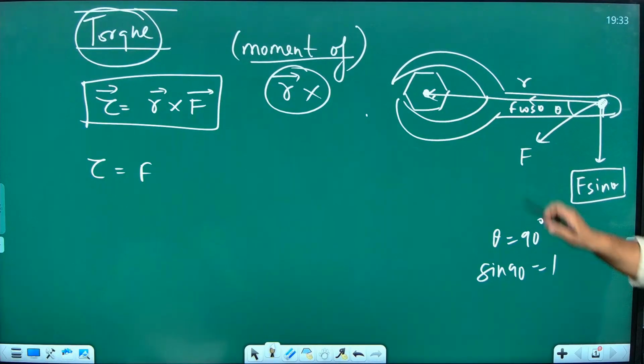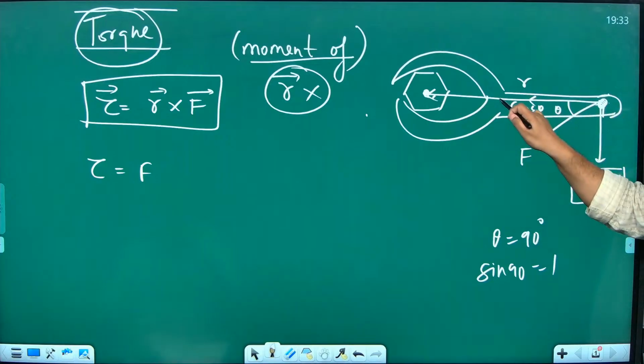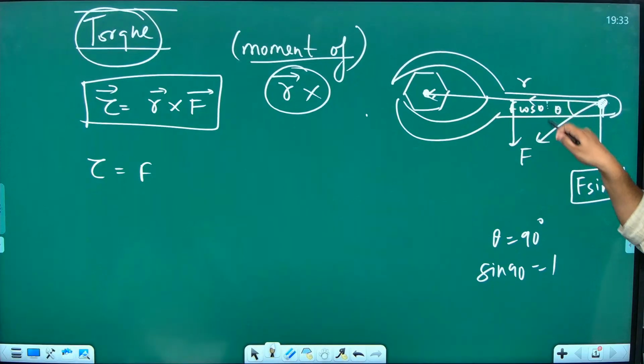Now imagine in this spanner, I apply the force here, or here, or here. In all these three cases, torque will be applied. But in this case torque will be least, and in this case torque will be most. Have you ever seen that?